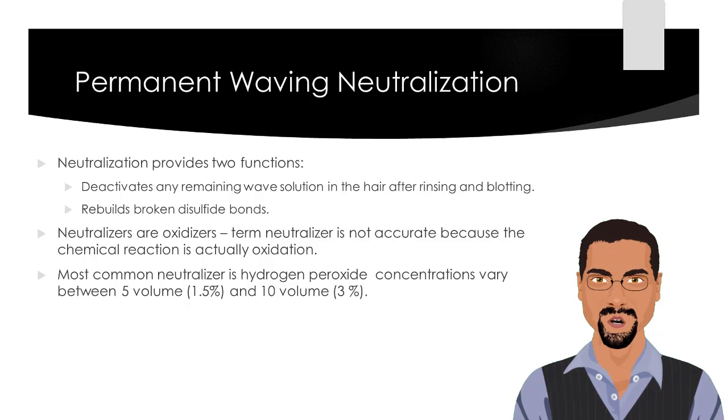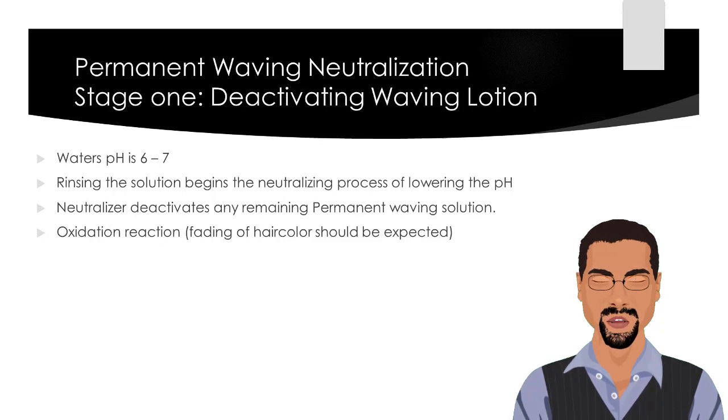The concentrations of the hydrogen peroxide used will vary between 5 volume, or 1.5%, and 10 volume, or 3%, depending upon the manufacturer. The first stage of neutralization is to deactivate any remaining waving solution left in the hair. We begin this process simply by rinsing the waving solution thoroughly from the hair.